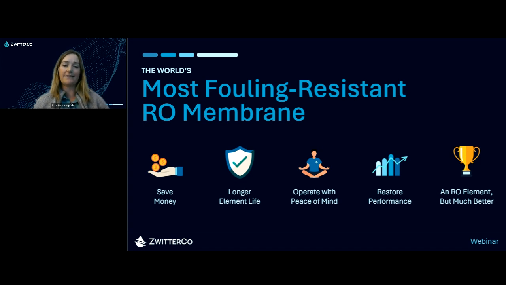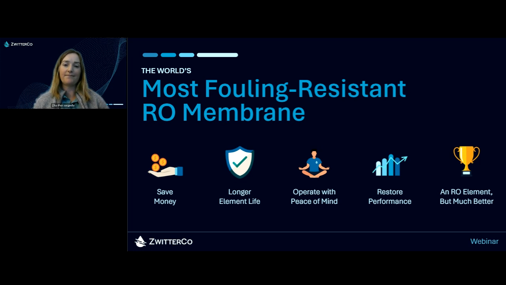Operate with peace of mind. With the world's most fouling-resistant RO membrane using those zwitterions, you can have peace of mind, or have confidence, that your RO system will run smoothly. You'll also benefit from not having to deal with chemicals. Less chemical use leads to less chemical handling, storage, spills, etc. Less cleaning also means operators can spend their efforts on other responsibilities.